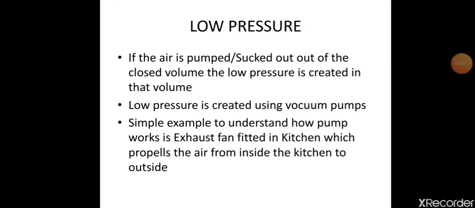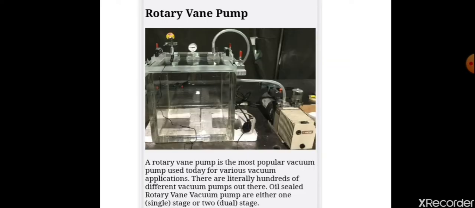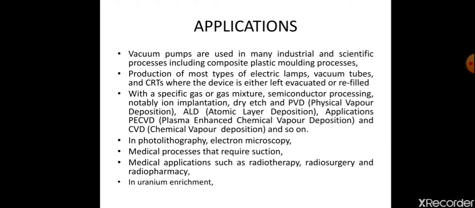Dear students, let's understand what is low pressure. If the air is pumped or sucked out of the closed volume, low pressure is created in that volume. Low pressure is created using vacuum pumps. A simple example to understand how a vacuum pump works is the fan fitted in the kitchen, which propels the air from inside the kitchen to outside. You can see in this picture the most commonly used vacuum pump, that is the rotary vane pump.